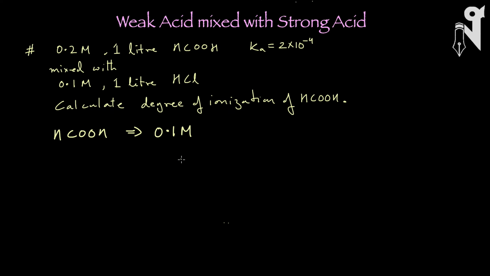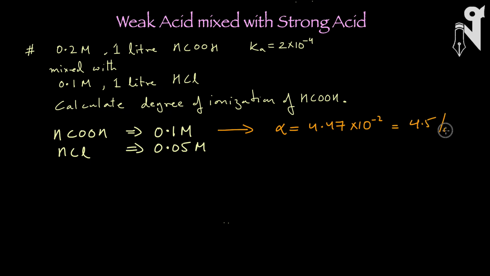It would have reduced by a factor of half, right? And similarly the molarity of HCl, why? Because the volume is doubled, so the molarity of HCl will also become half of what is given to you. So I gave you 0.1 molar because I have given you a 0.1 molar question earlier also, and if you remember, that time the degree of ionization of formic acid came around 4.47 into 10 power minus 2, right? Which is roughly 4.5%. So it was 4.5% dissociated, right?